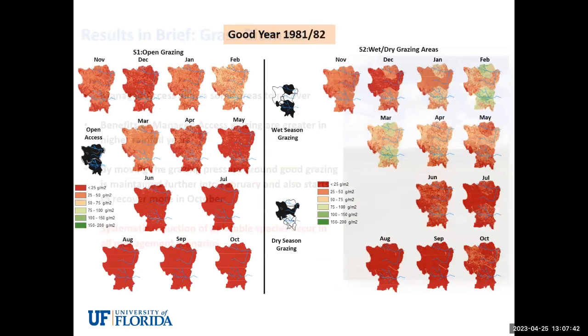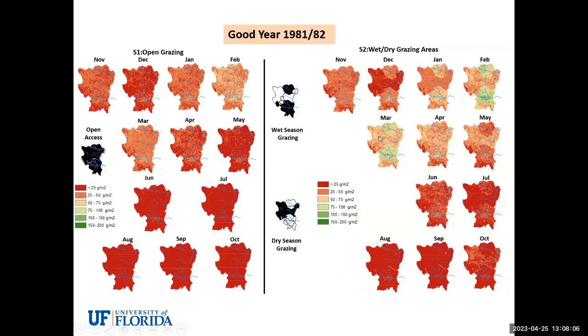We'll talk about that. So what we found was, this is open grazing on the left. You see the little cartoon and it says open access. Effectively, in a good year, you can see the difference now. This is the same scale. The colors are the same, but during a good rainfall year, you have much better grazing availability in January, February, and March due to your access.